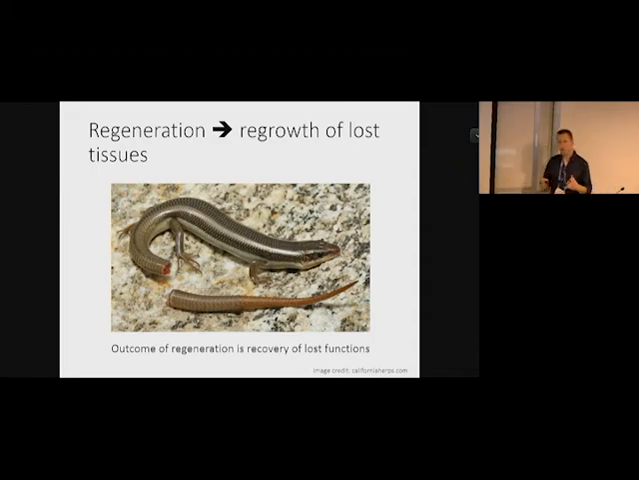Regeneration is the regrowth of missing tissues and organs, a process that is relevant to essentially any living organism, at least any organism that would like to obtain functions that it has lost. This loss of function could be the result of injury, of chemical damage, aging. It could be a consequence of diseases, and it's relevant to essentially every organism.